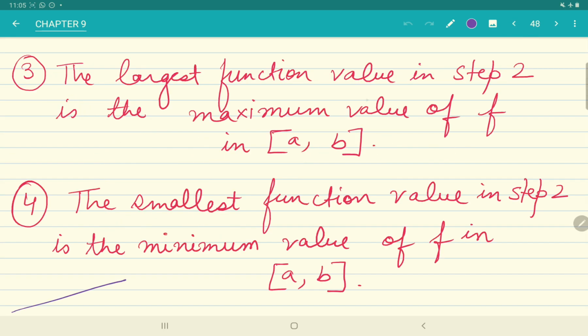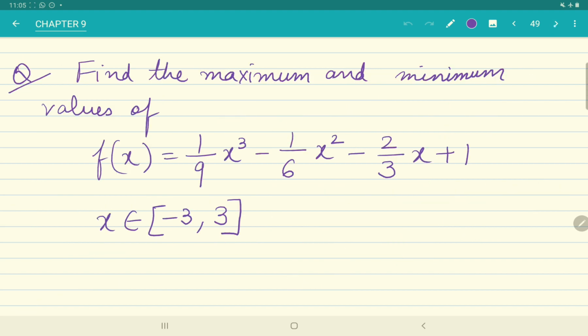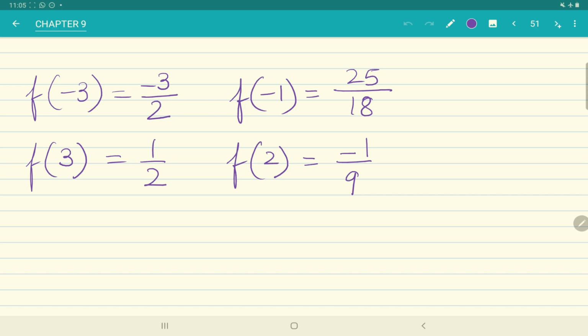So then we know that the largest function value is the maximum value, the smallest function value is the minimum value. So what is the largest function value in this case? The largest function value here is this. So this is the maximum value.